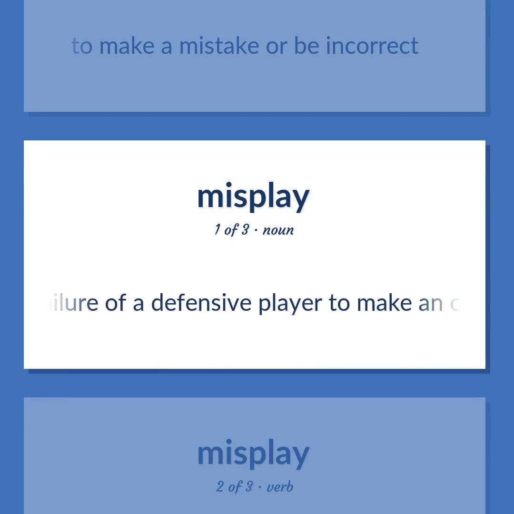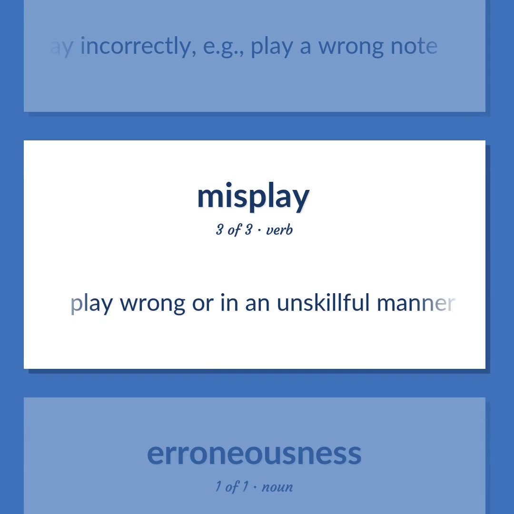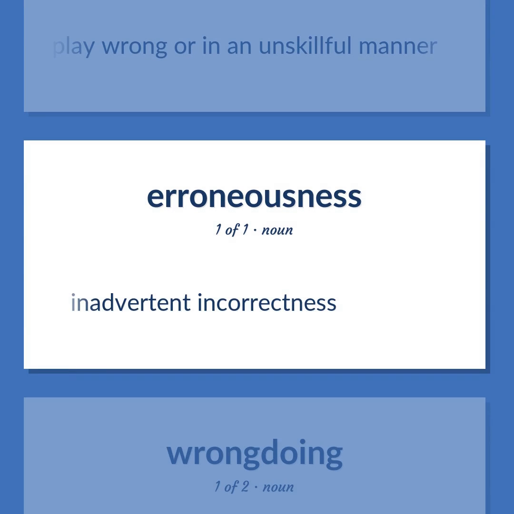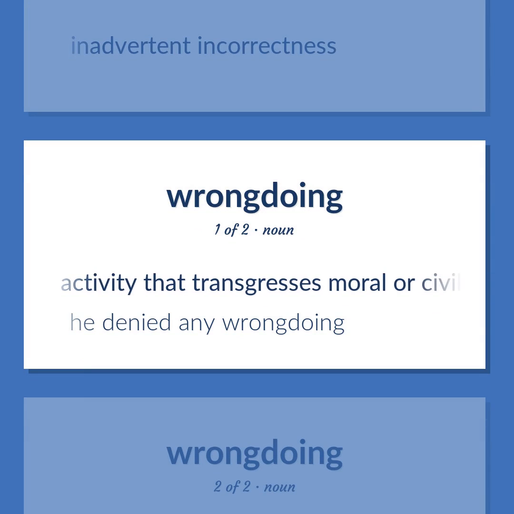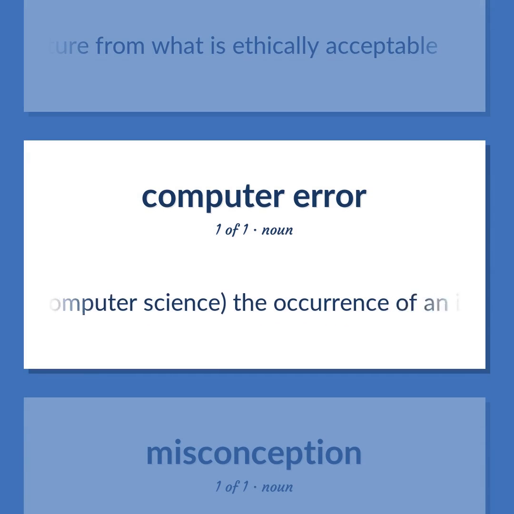Baseball. A failure of a defensive player to make an out when normal play would have sufficed. Play incorrectly, e.g., play a wrong note. Play wrong or in an unskillful manner. Inadvertent incorrectness. Activity that transgresses moral or civil law. He denied any wrongdoing. Departure from what is ethically acceptable. Computer science. The occurrence of an incorrect result produced by a computer.